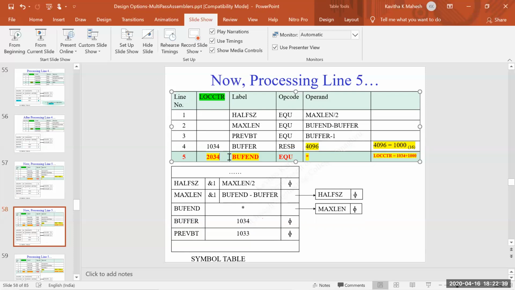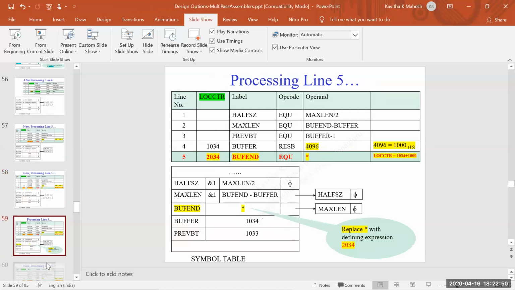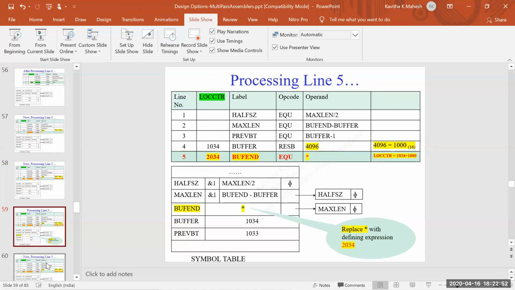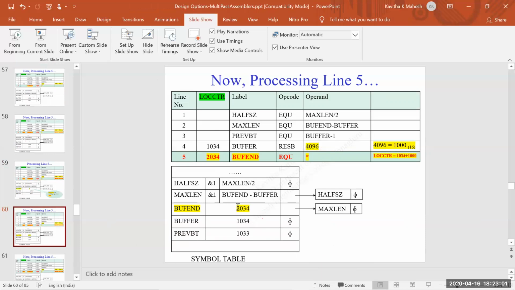Now you are ready to enter BUFFET into the table along with the value 2034. However, as BUFFET is already there, it's just a matter of replacing the star with 2034. So BUFFET is already present in the table. You just have to replace this star with 2034. So I have shown it here. BUFFET is entered, or star is replaced with 2034.